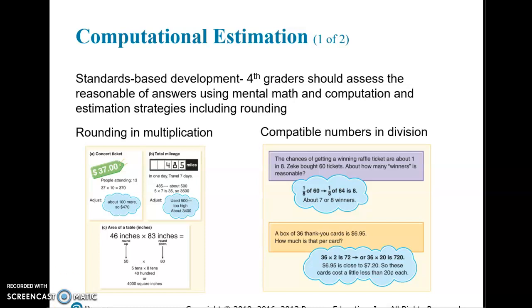Using compatible numbers when estimating with division. So you have 1/8 of 60. 8 doesn't go into 60 evenly, so we round that to 64. 1/8 of 64 is 8. So about 7 or 8 winners.